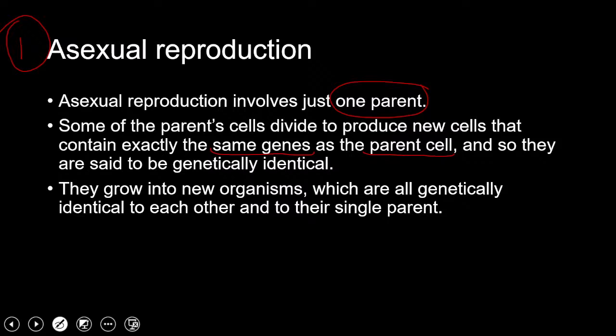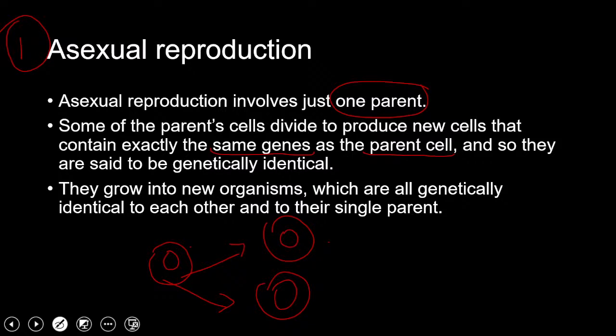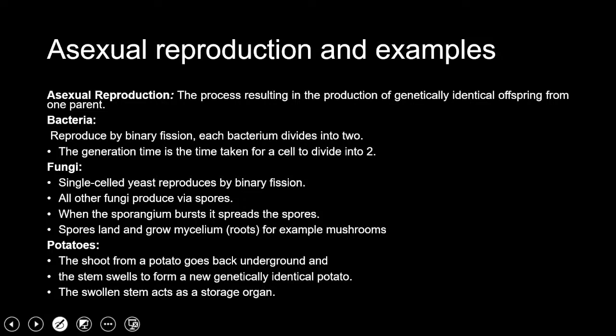So if I have a cell like this, okay, this is not exactly a cell, but let's assume this is a cell. This will divide to form, let's say, this and this. Now, if this is genetically identical to this, and this is genetically identical to this, that means that these two are also genetically identical to each other. Now we have examples where asexual reproduction happens.